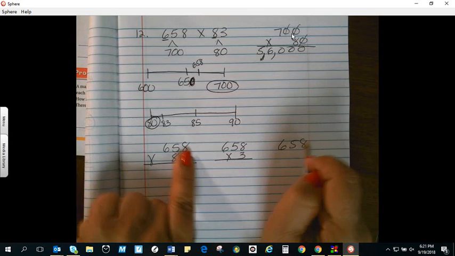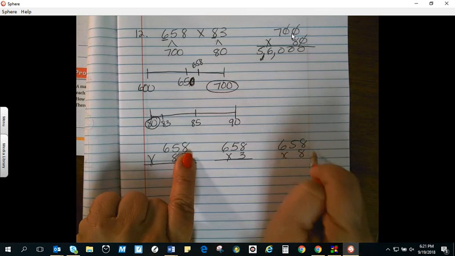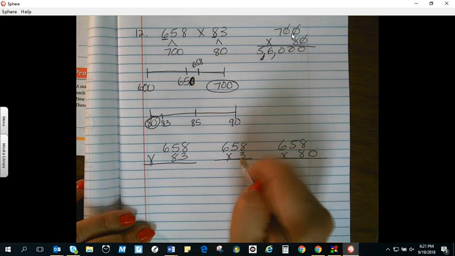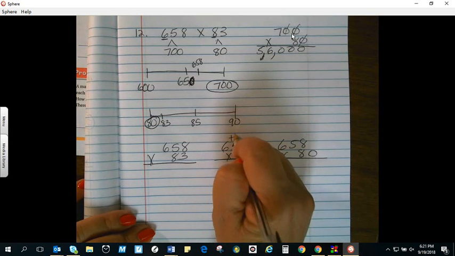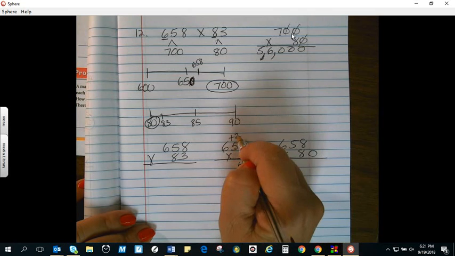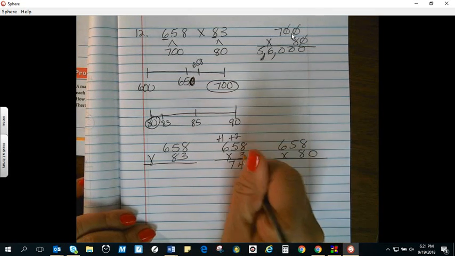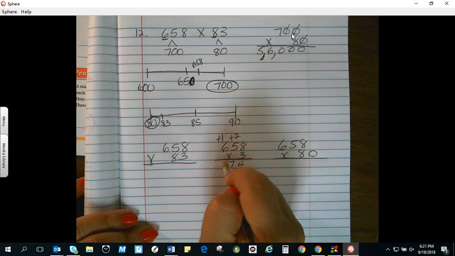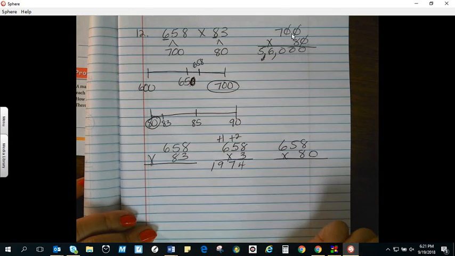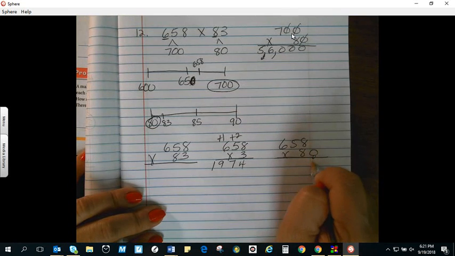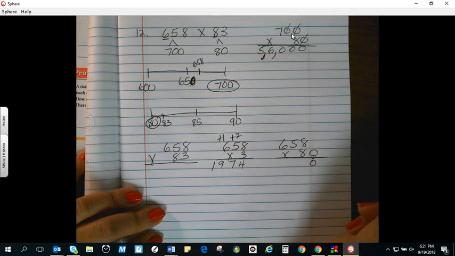658 times 80. And now I can multiply that out. 3 times 8 is 24. Carry my 2. 3 times 5 is 15. Plus 2 is 17. I regroup my 1. 3 times 6 is 18. Plus 1 is 19. Part of an answer. Not done yet. Okay, I have my 1, 0 here. I'm just going to bring it down and then multiply everything else out.